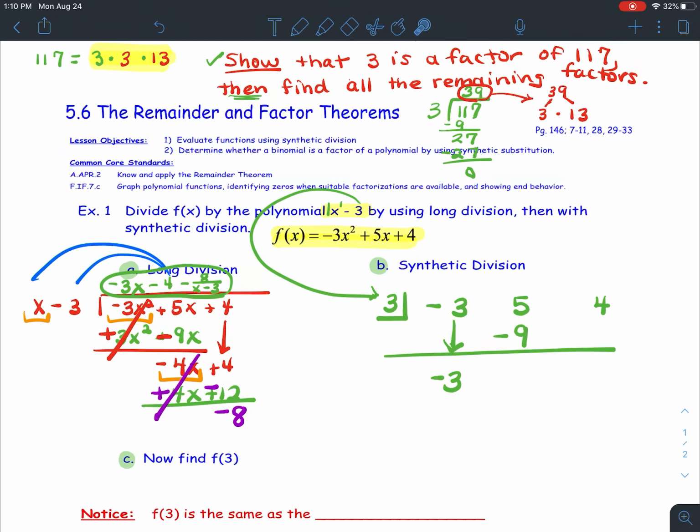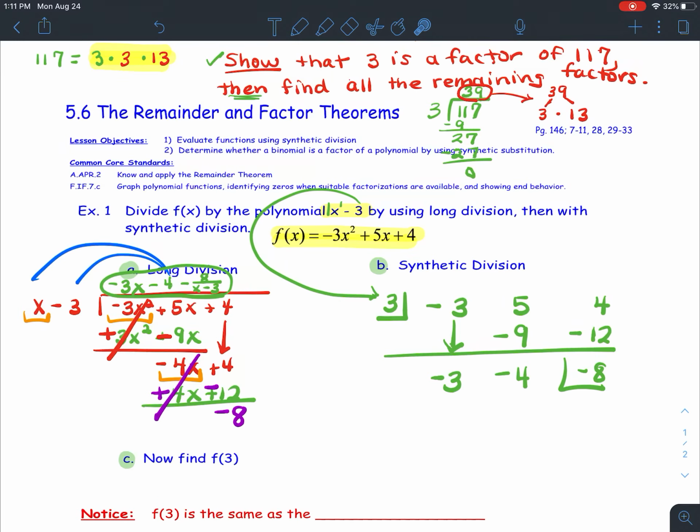We drop down our first number. We multiply -3 by 3. We put that answer in the next column. No flipping of signs on synthetic division. We add down. We multiply -4 times 3. We get -12. We add down, okay, and this is matching what our answer was over here. We're getting a remainder of -8.